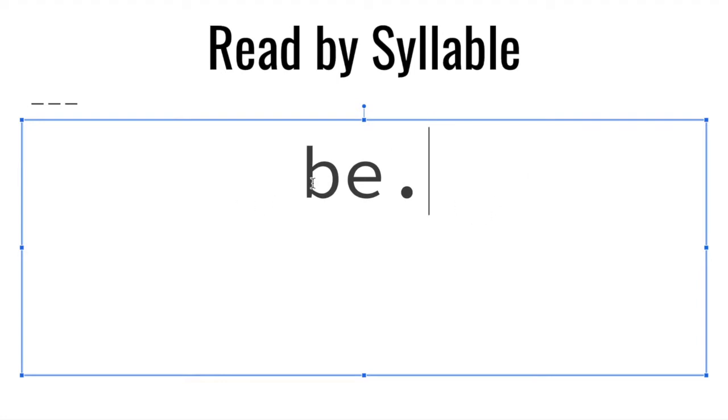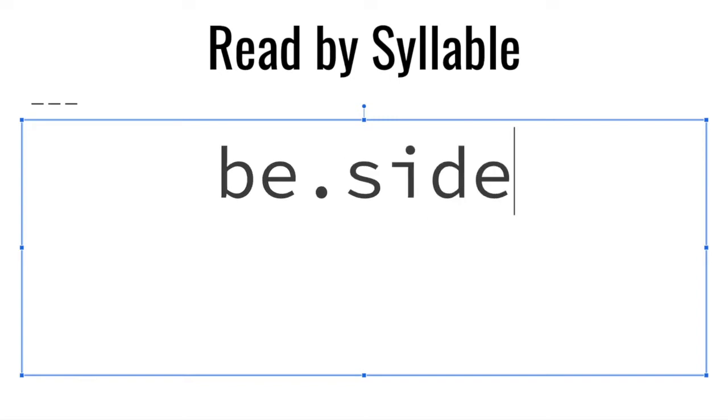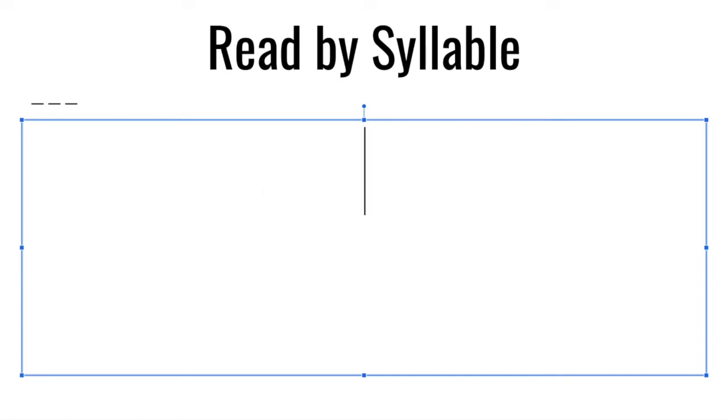First syllable, we recognize this word, right? Be, good. Put that together, we recognize this word too. Side. Try for the whole word. Beside. Good. Or next to is another way to say that. All right.